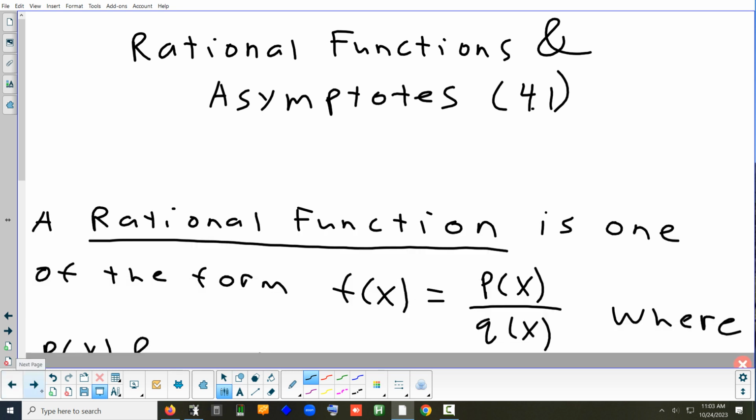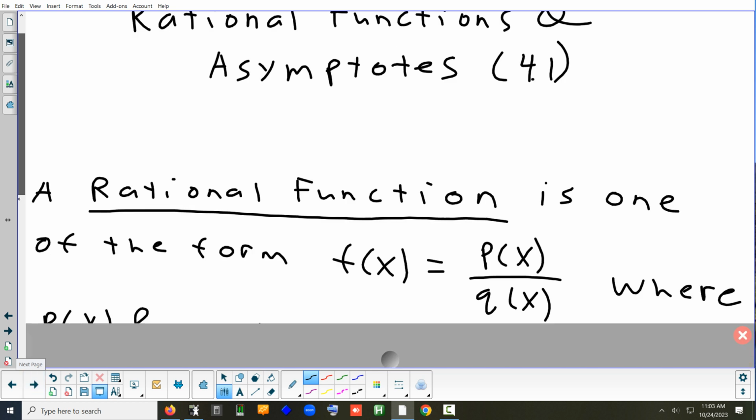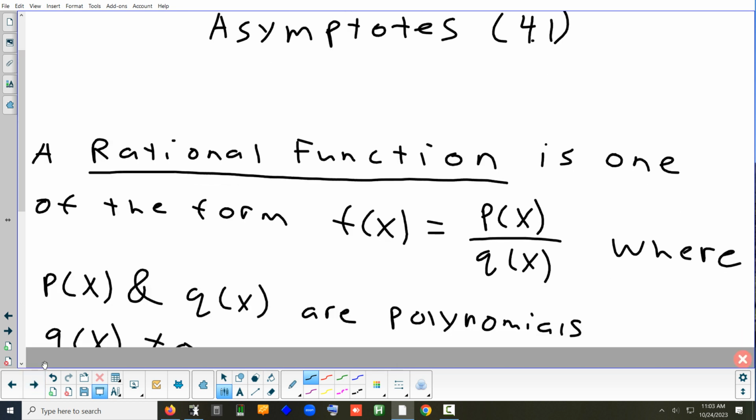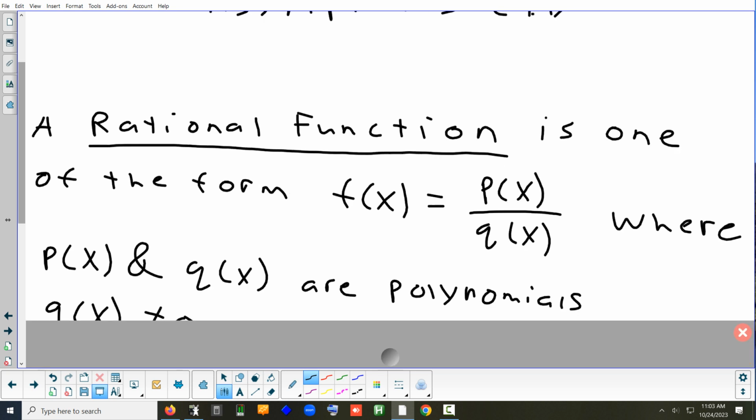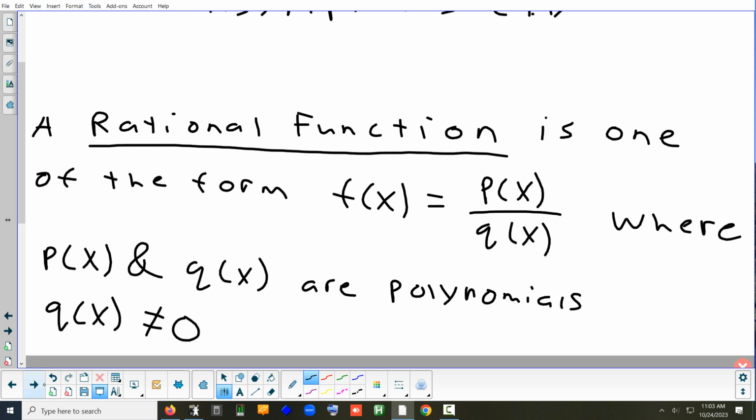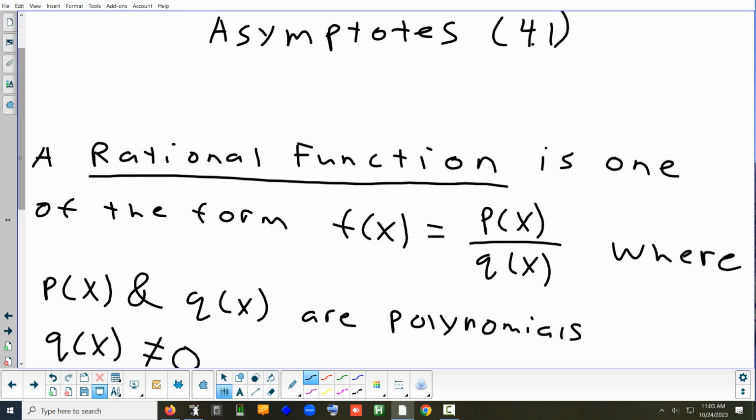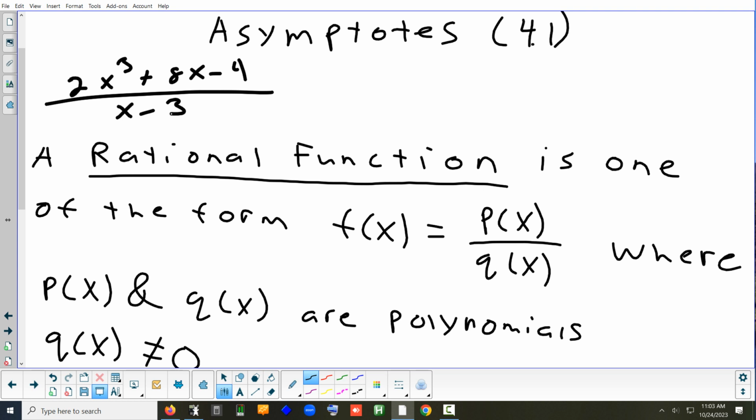So a rational function is a fraction that can be written in the form p of x divided by q of x, where p of x and q of x are polynomials. And of course, the bottom polynomial can't be 0. So an example of a rational function: 2x cubed plus 8x minus 4. That's a cubic polynomial divided by x minus 3. That's a linear polynomial. Right, so any polynomial in the top and any polynomial at the bottom except the 0 polynomial. Don't put that in the bottom.